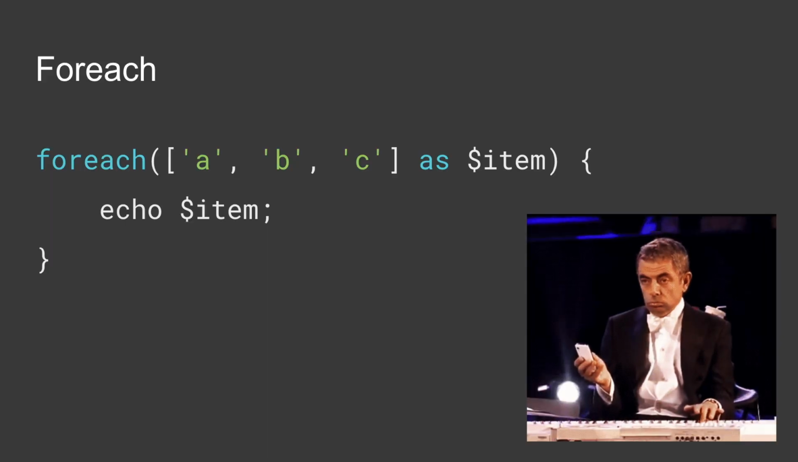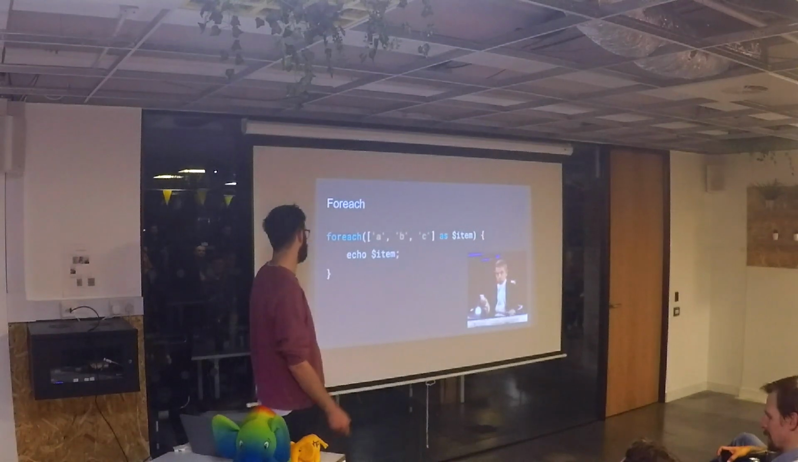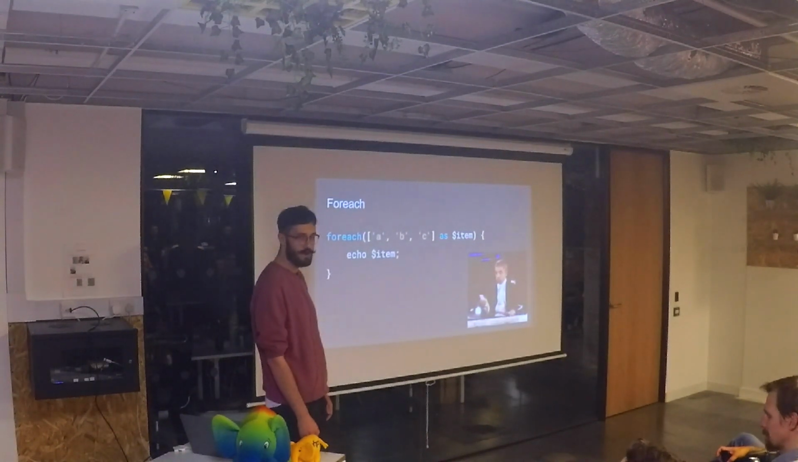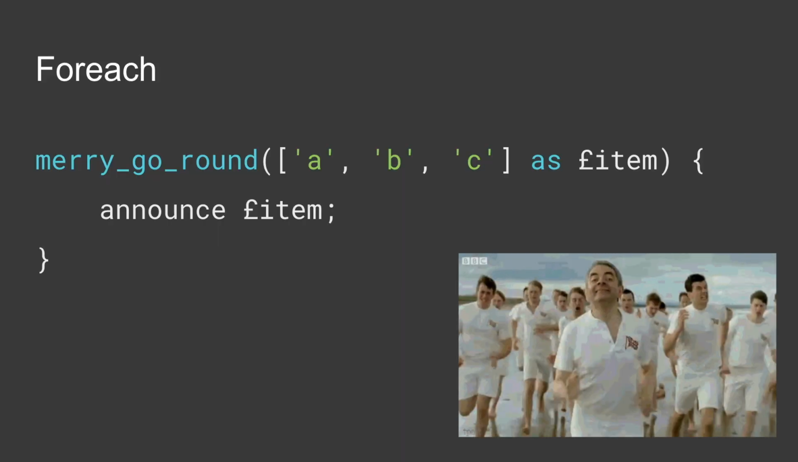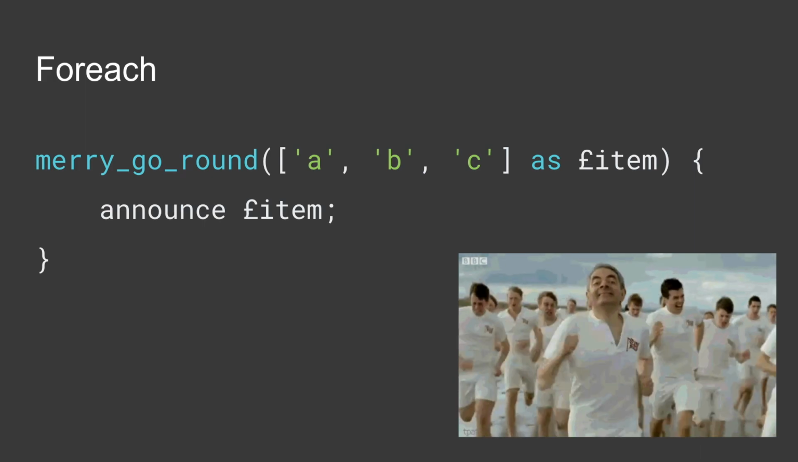The foreach, again, this one's not too bad. It's just a bit unfriendly and a bit blunt. I think we can do better than the foreach. So we've introduced the merry-go-round.